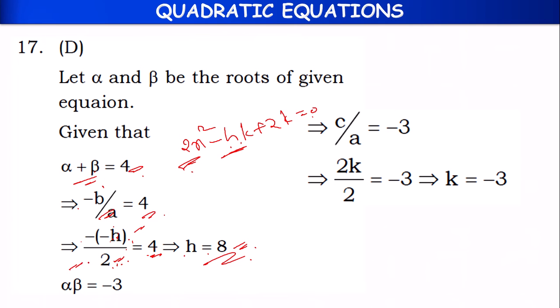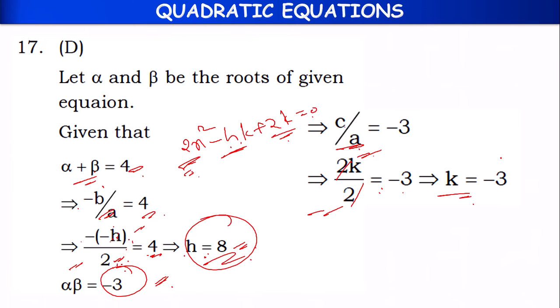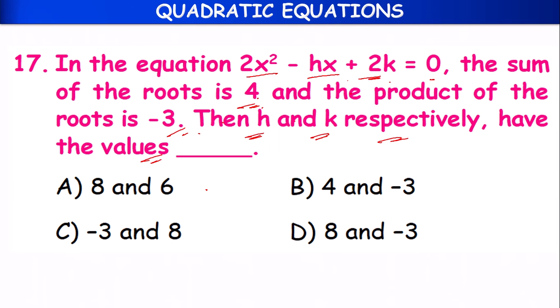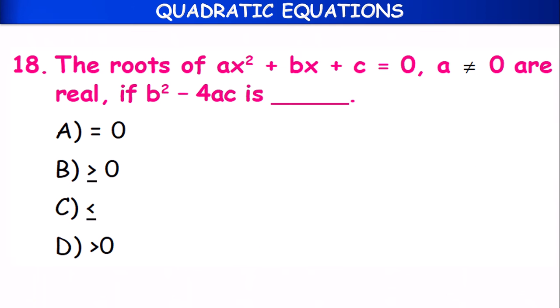Next, alpha beta, the product of the roots they have given as minus 3, which is equal to c by a, where c is the constant 2k and a is the x square coefficient 2, equal to minus 3. 2 gets cancelled, k equal to minus 3. So we are getting the h value as 8 and the k value as minus 3. So option D is the correct answer.